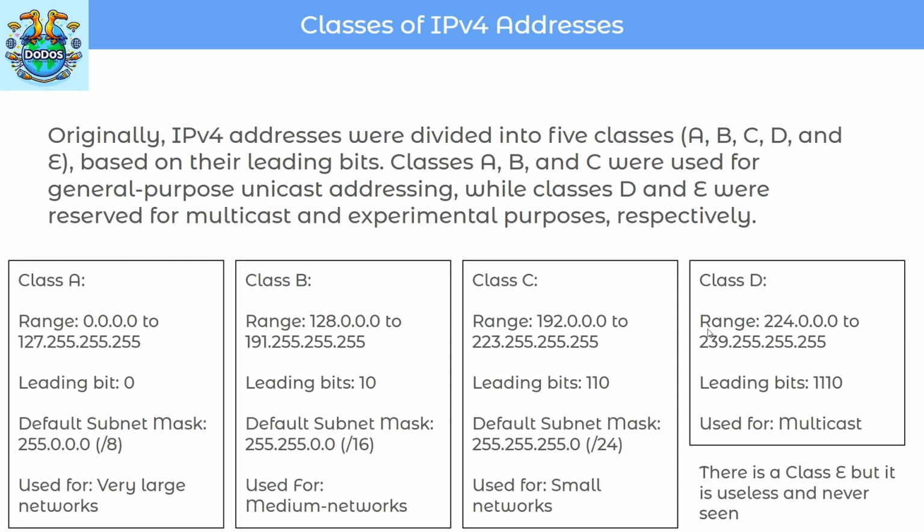Class D, range is 224.0.0.0 to 239.255.255.255. Leading bits are 1110, and it's used for multicast. There's a Class E, but it's useless, and it will never be seen in this exam coverage.